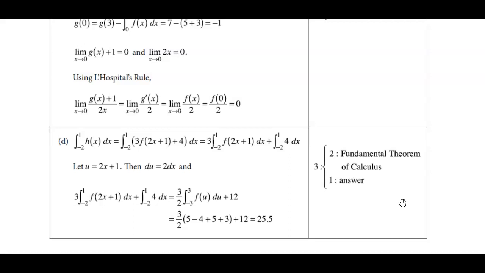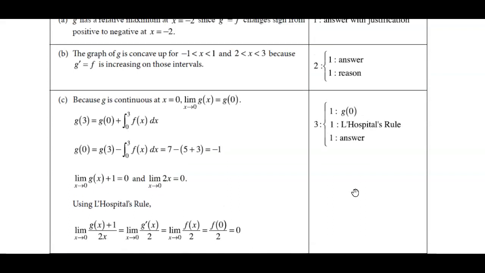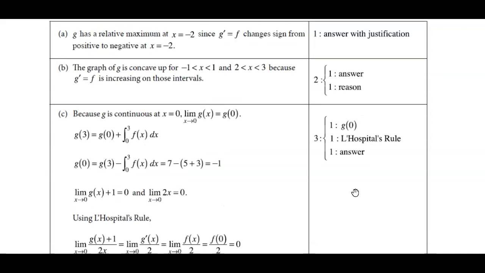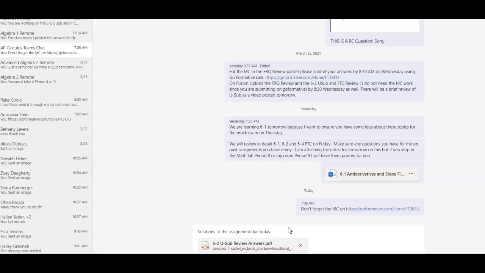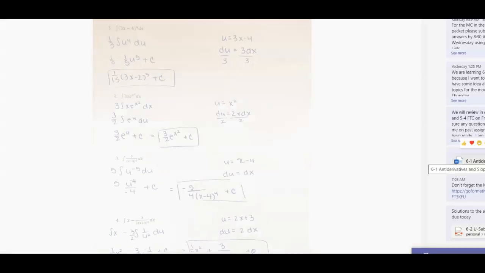Are there any questions for me on that FRQ review for your response? Anything on that answer key you didn't understand? We're going to actually do the other FRQ together. And then I just sent it out. Well, I was actually waiting for the due date of 8:30 or whatever. So I just sent out the U sub answers on Teams, but I'm going to pull those up so you guys can look at those.